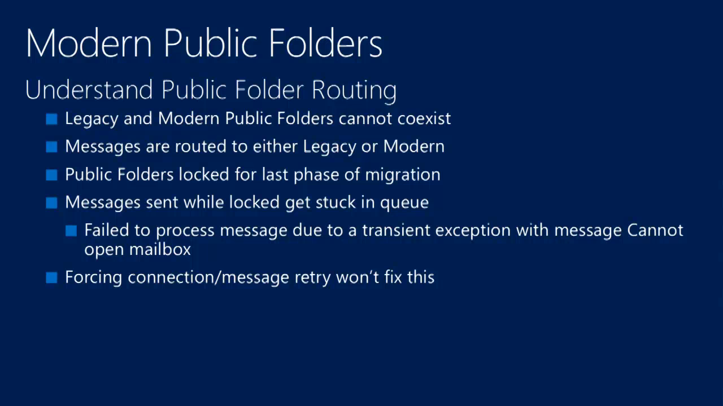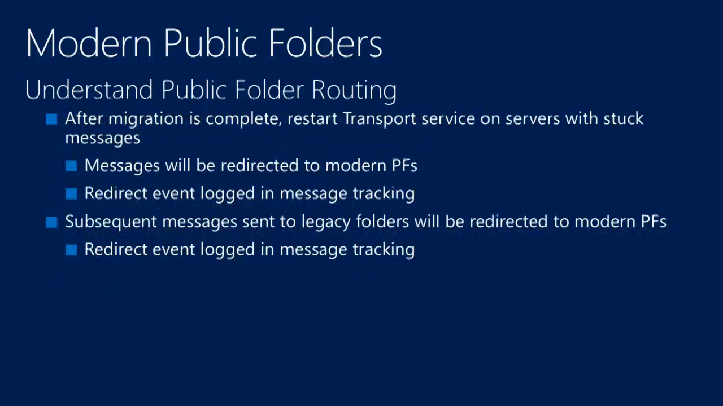During the migration, particularly when the legacy public folders get locked, mail messages that come in won't have a place to be delivered to, so they'll be stuck in the message queues, and you won't be able to hit retry and force them out. You'll actually have to wait until your migration is complete and you've enabled modern public folders, and then you can go and restart the transport service on every server that has messages stuck in the queue, and those messages will automatically get redirected to your modern public folders.